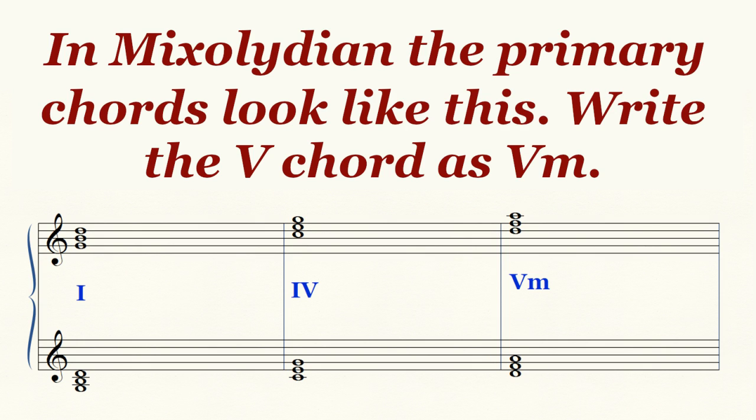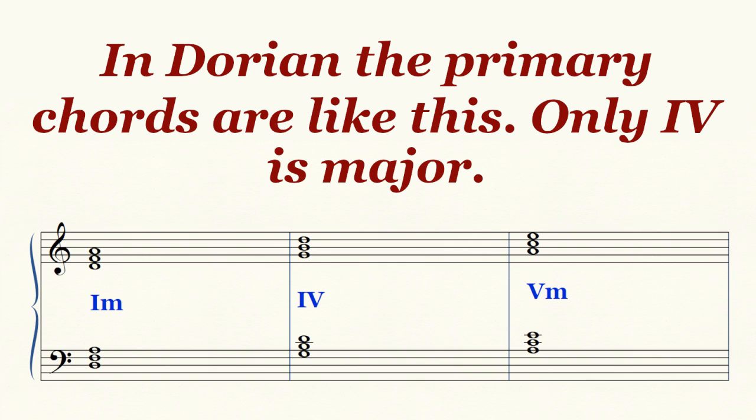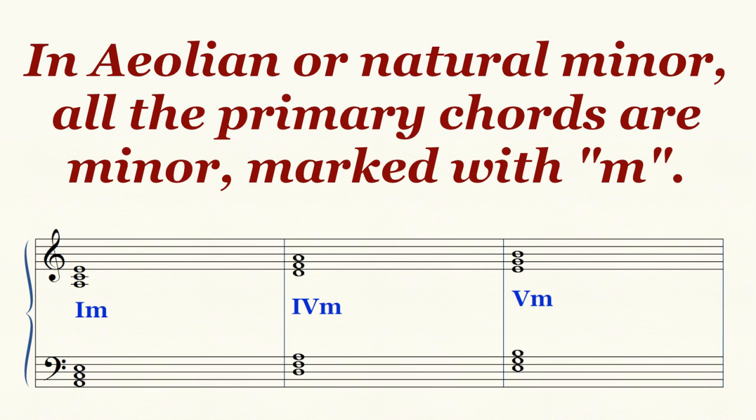Now, there are some norms in different modes. In Mixolydian, for instance, you'll have a 1 chord that is major, a 4 chord that is major, but a 5 chord that is minor. In Dorian, you will have a 1 chord that is minor, a 4 chord that is major, and a 5 chord that is minor. Finally, in natural minor, also called Aeolian, all of these primary chords will be minor.